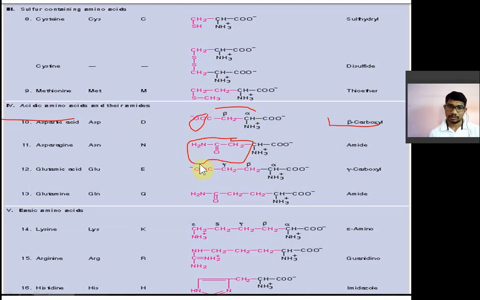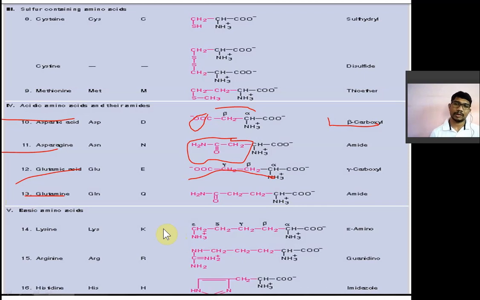Their amide is nothing but the aspartic acid, glutamic acid. Aspartic and glutamic acid, asparagine and glutamine. These are the respective amides of these two. Now the next one is the basic amino acids, those amino acids which are basic in nature. In that you have lysine, arginine and histidine. So remember these are the basic amino acids.